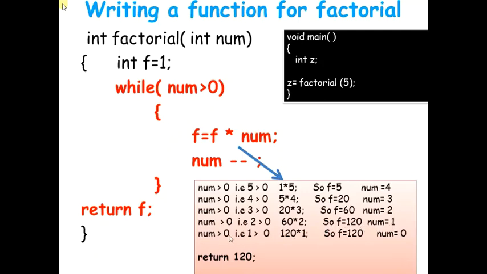Is num greater than 0? 1 is greater than 0? Yes. So what are you going to do? F is equal to f into num. Previous value of f is 120. Bring it down and say 120 into 1. 120 is your answer. That is exactly what is factorial of 5, right? And then you're going to do num minus minus. So num is equal to 0. So because num is equal to 0, you're not going to do this, and what you're going to do is just return f.